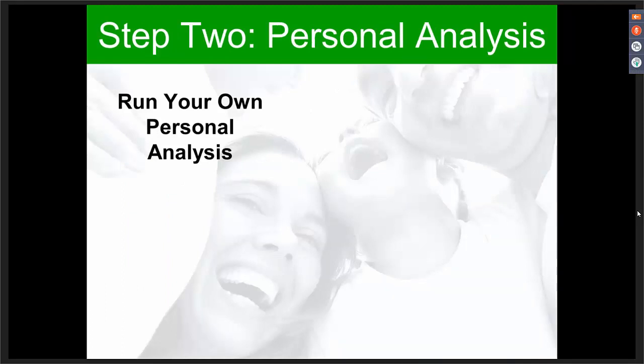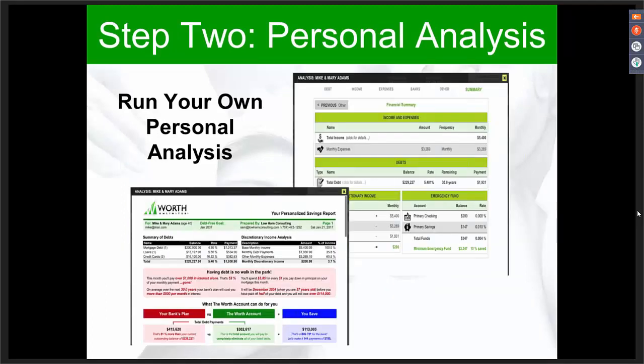Okay, so step 2, your personal analysis. Well, that you just go into your agent portal, you go into your analysis, and my thing I would do is run your own analysis first. Run your situation. That will also train you.